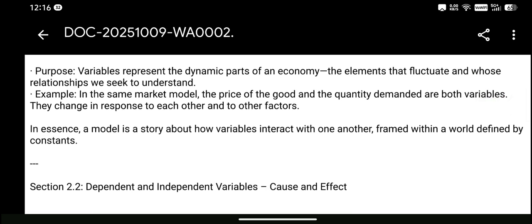Example: in the same market model, the price of the good and the quantity demanded are both variables. They change in response to each other and to other factors. In essence, a model is a story about how variables interact with one another, framed within a world defined by constants.